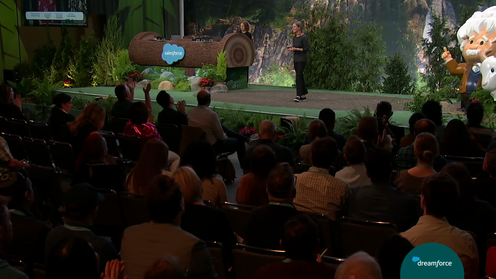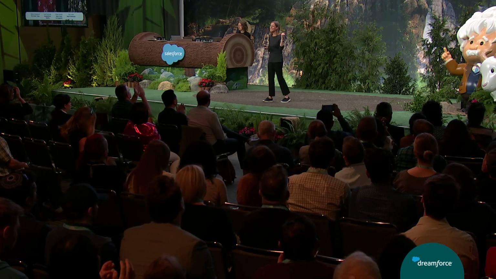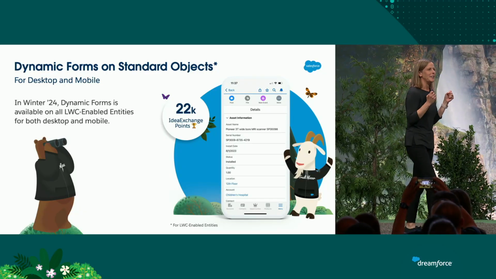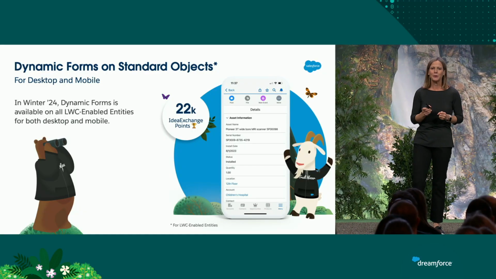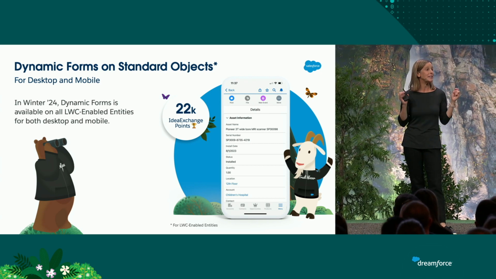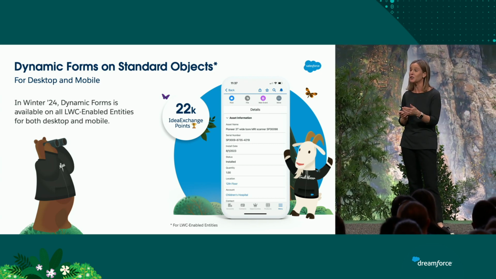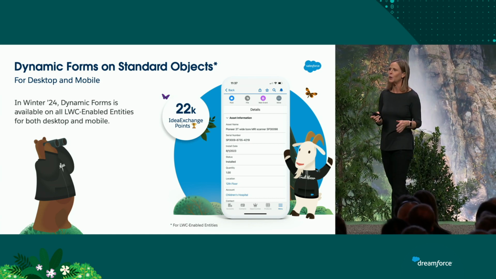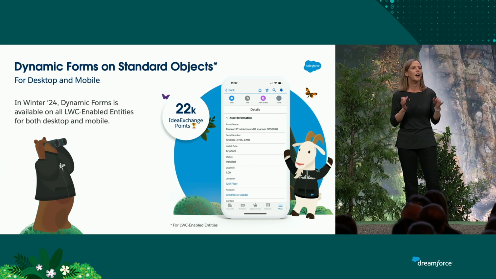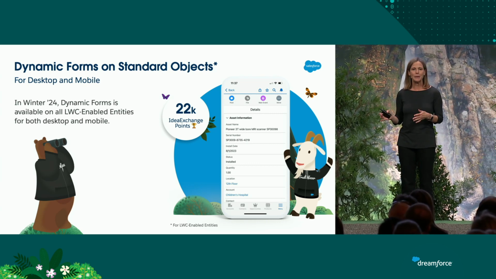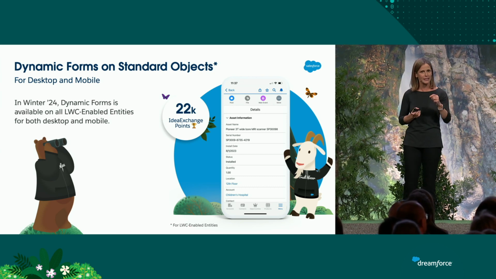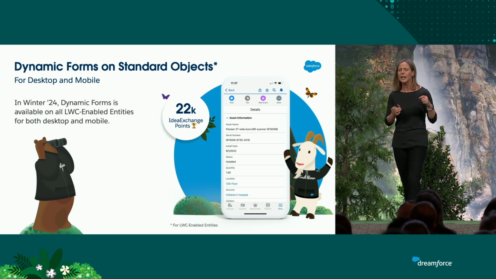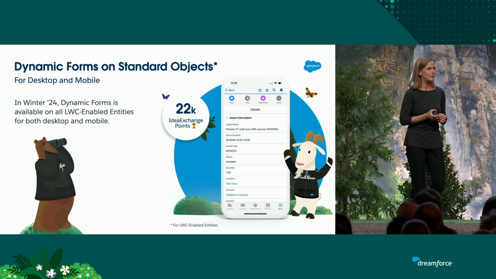Yeah, it's about time, right? Well, yes, we are on both, and we are retiring 22,000 Idea Exchange points just for the mobile delivery. And yes, you heard me say most standard objects. I didn't say all. We're not there yet. We are on all LWC-enabled objects, and you'll find a link to that in our release notes. It's the second link in the release notes that'll give you the full list of all the objects.